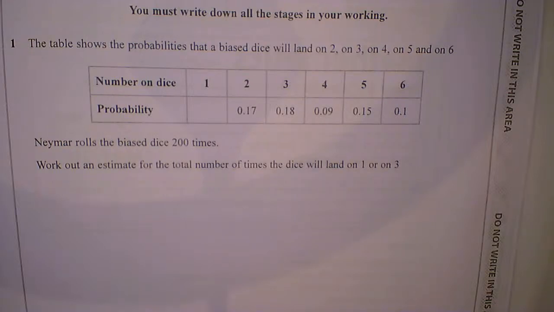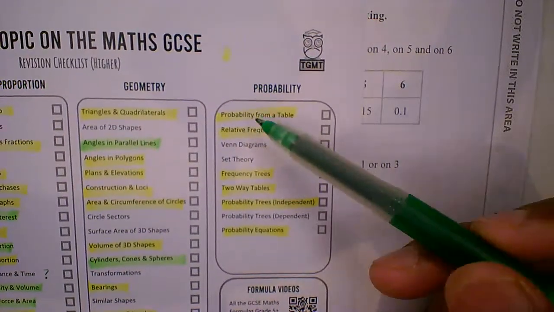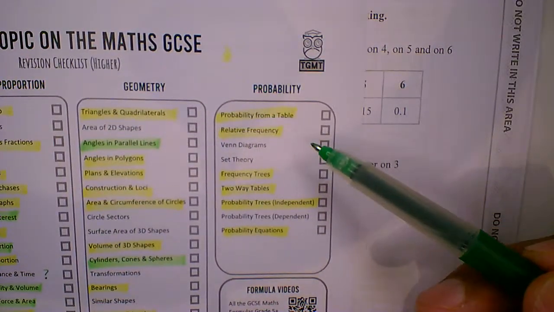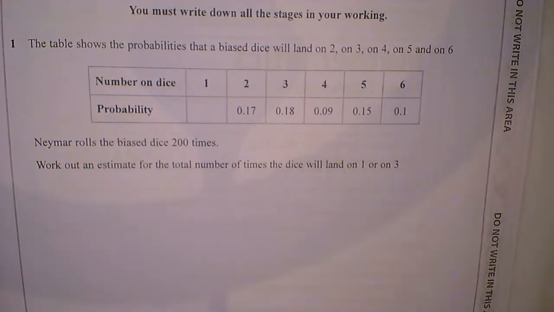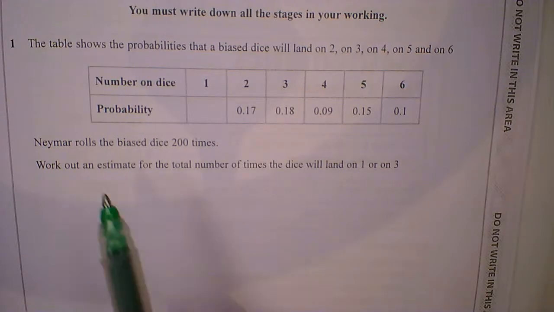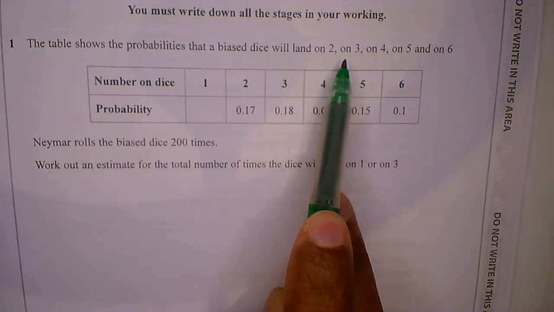Okay, so first thing, looking at this, I forgot to check, was this topic covered in paper 1 and paper 2? Sorry, paper 1, and this is probability, and here is my topic list to revise from. Probability from a table is yet to be covered, so this is definitely something that we should be revising for the test.